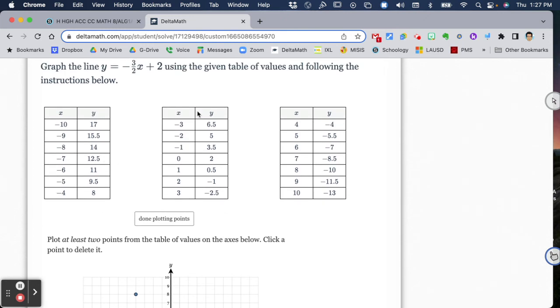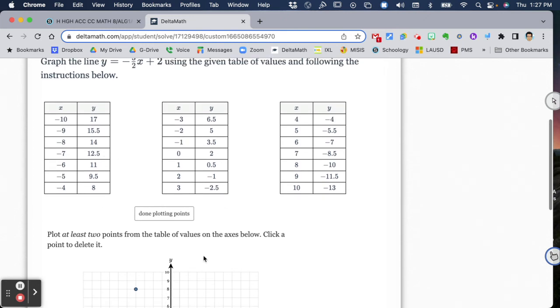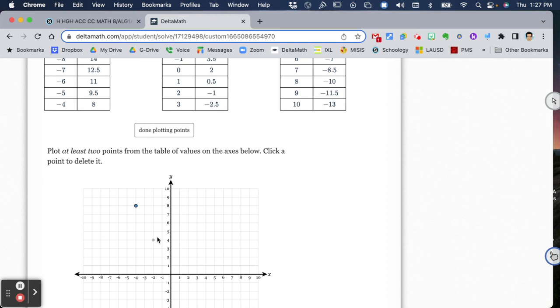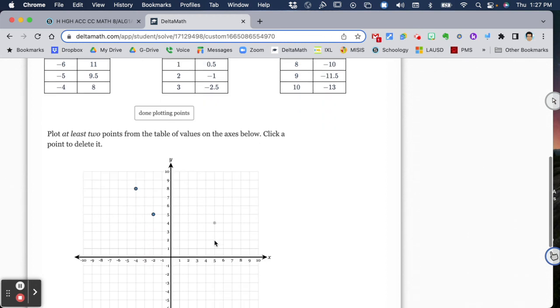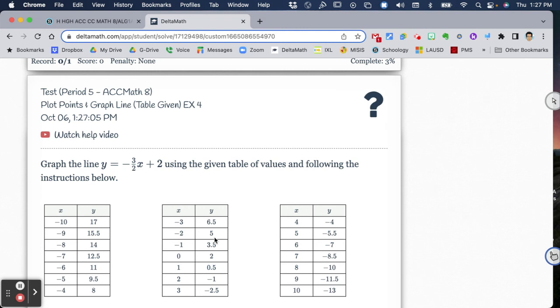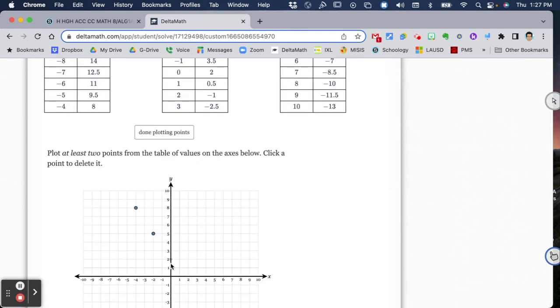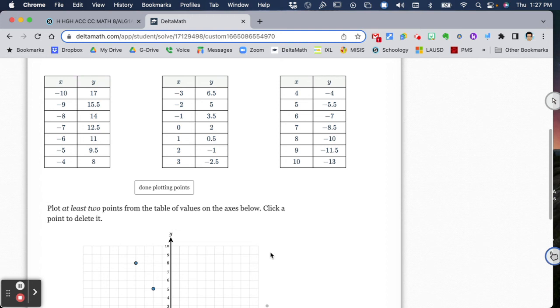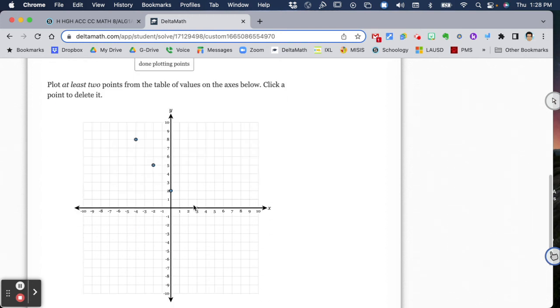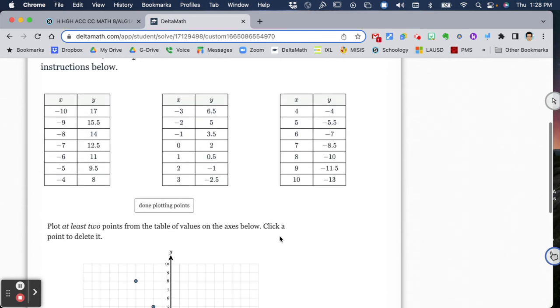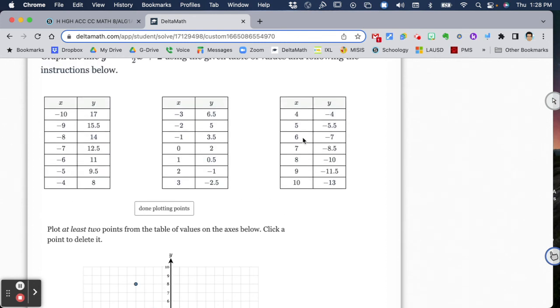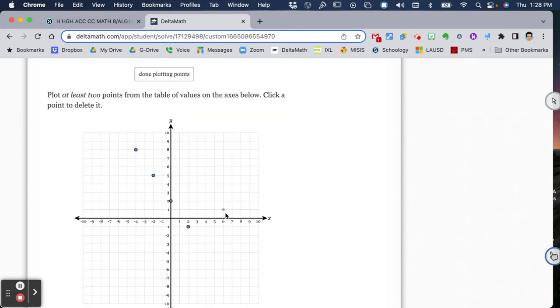And then we want negative 2, 5. 0, 2. I always want to see what happens at 0. 2, negative 1. Okay, there's 4. 6, negative 7. I'll try that one. You can do 4, negative 4 if you want. I'll do 6, negative 7. So there's 5 more points.